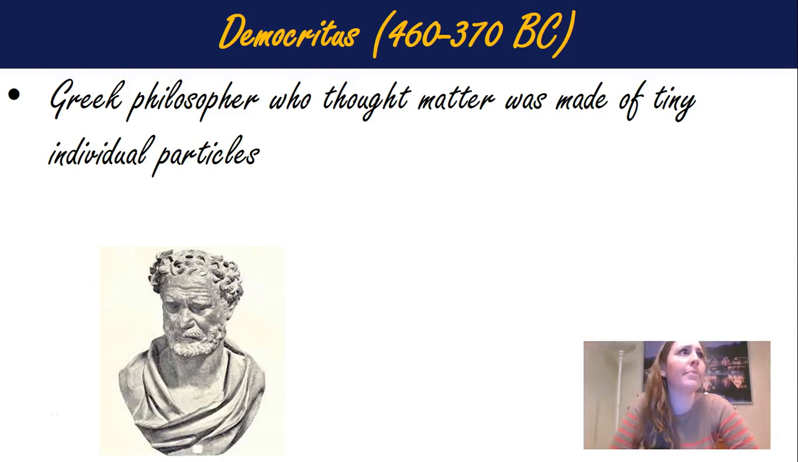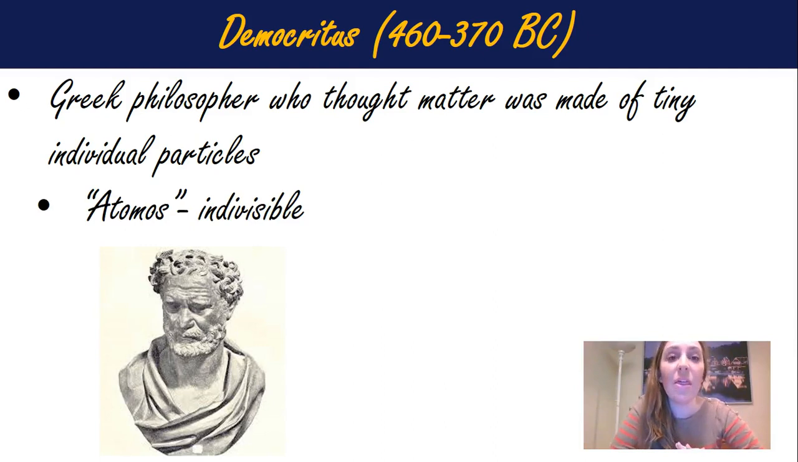And he was like, well, I know that if I take a piece of grass and I cut it in half, it's still grass. So at some point, I must not be able to cut it anymore. And he said that once you get it to that point where you can't cut it anymore, he calls those atomos, which is Greek for indivisible, meaning you can't divide them anymore. That's all well and good, but it didn't really prove anything.